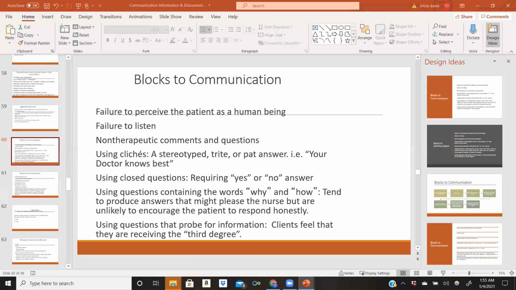So, blocks to communication. Nurses have to always remember to focus on the whole patient and not just the diagnosis. Patients report that nothing is more discomforting than to be treated as just an object of care rather than a patient. Patients should be addressed by a formal name. We talked about that earlier: Mr., Mrs., Ms., or Doctor, rather than slang terms like honey, boo-boo, sweetie pie, apple dumpling, sugar nugget, sweetie, whatever.